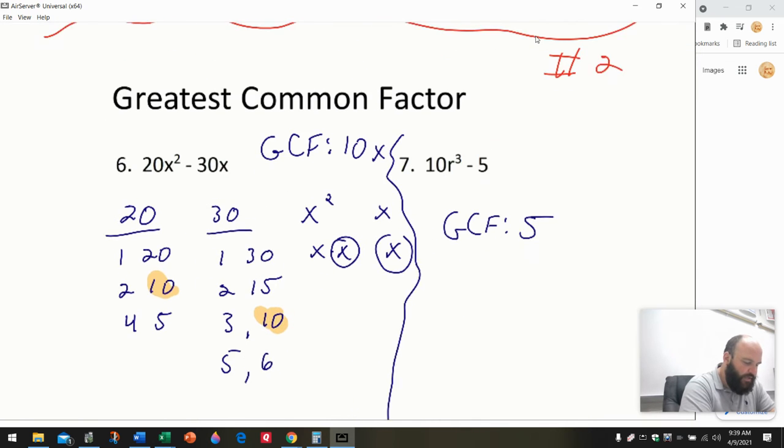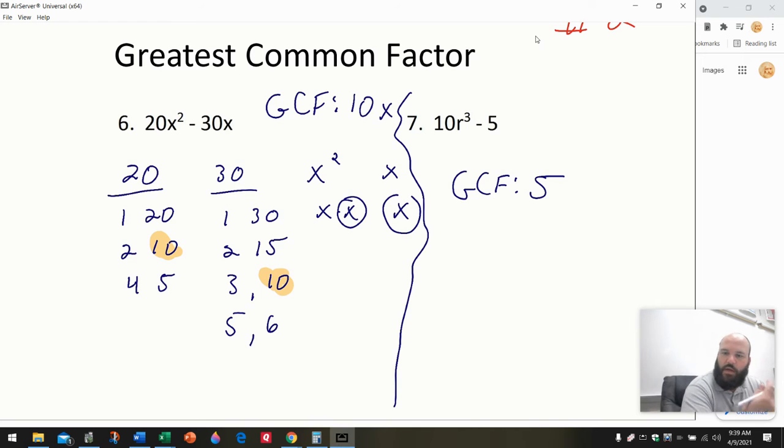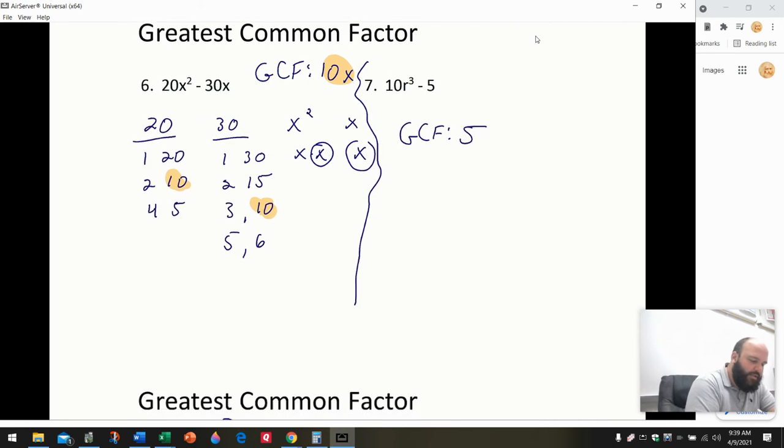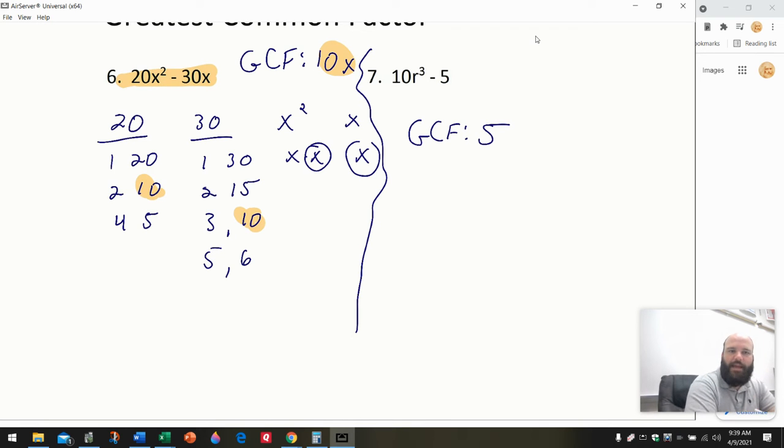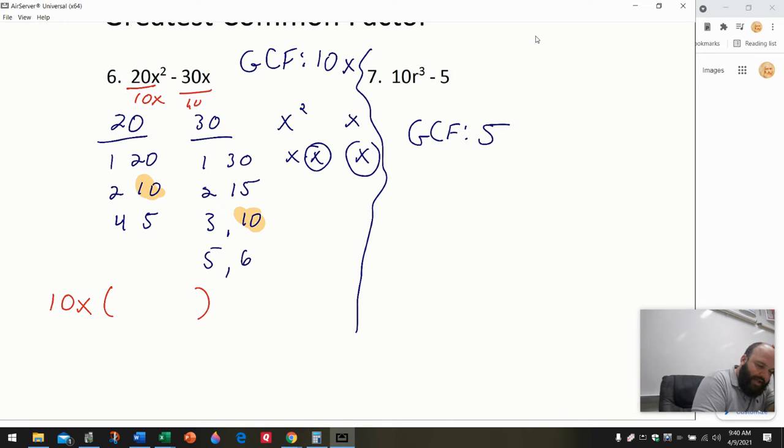So in this first expression, number 6, which is a problem that we've already done in a previous video, finding the GCF, we found the GCF to be 10x. And so now what we want to do is actually take that 10x out of this expression that we have right here, this 20x squared minus 30x. So to do that, the first thing we will do is write a 10x on the outside and then put a set of parentheses. And now we simply need to divide both of these terms by 10x.